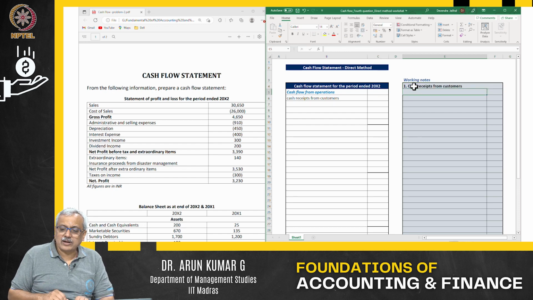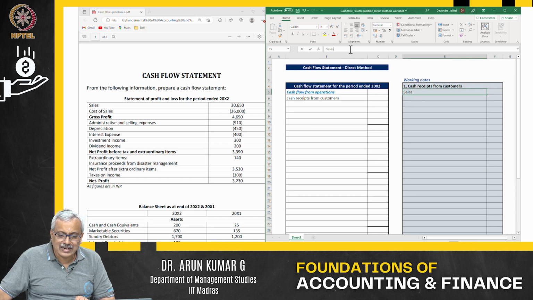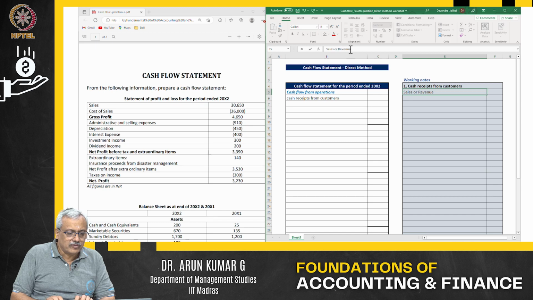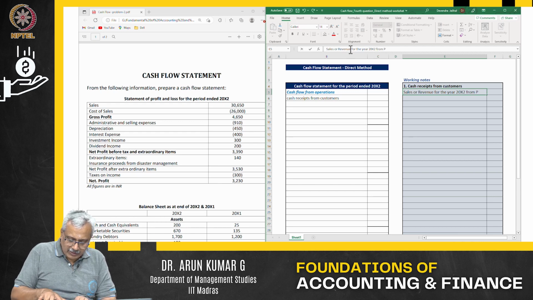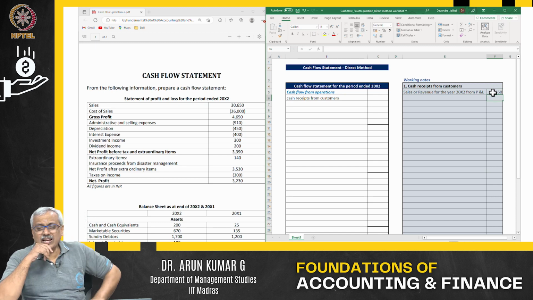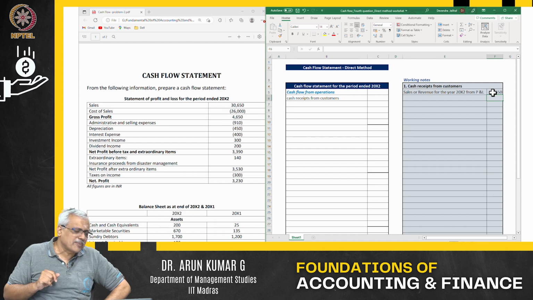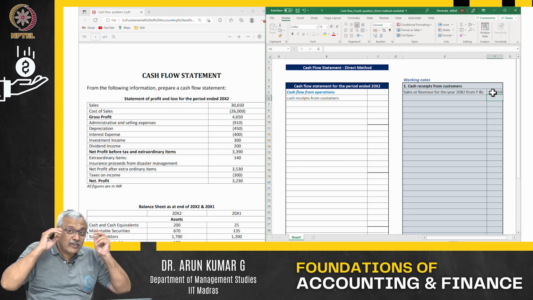What are we looking at in this particular case? We have sales. What is the amount of sales, or the revenue for the year 20x2 from the P&L? If we see this in this particular case, the revenue from P&L is about 30,650. Now, what are we worried about? We are worried about cash inflow. Now, have you received all this cash?